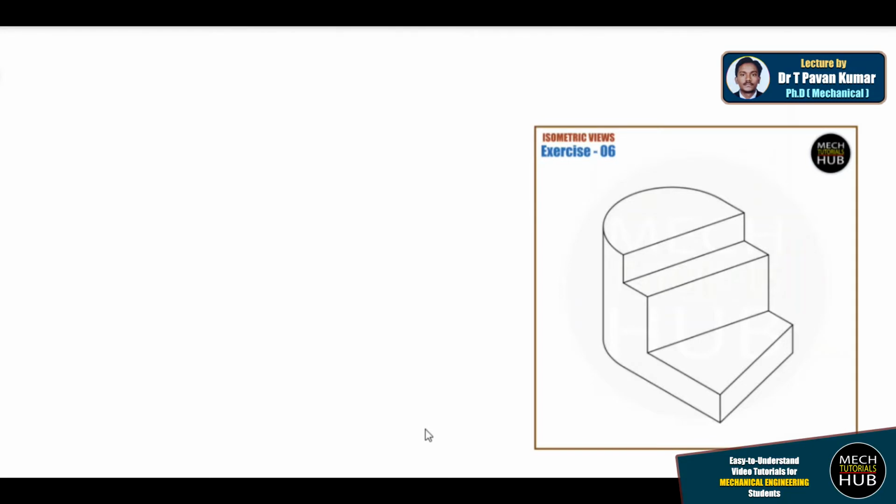Hello all, I'm coming up with one more exercise which you could see on the screen, a simple component where we need to draw the 2D sketches of this particular 3D model. That is the concept. Now before moving on to 2D sketches, let me explain a few points related to this particular component. Whenever you try to draw 2D sketches of any 3D model, try to have a brief idea about the component.